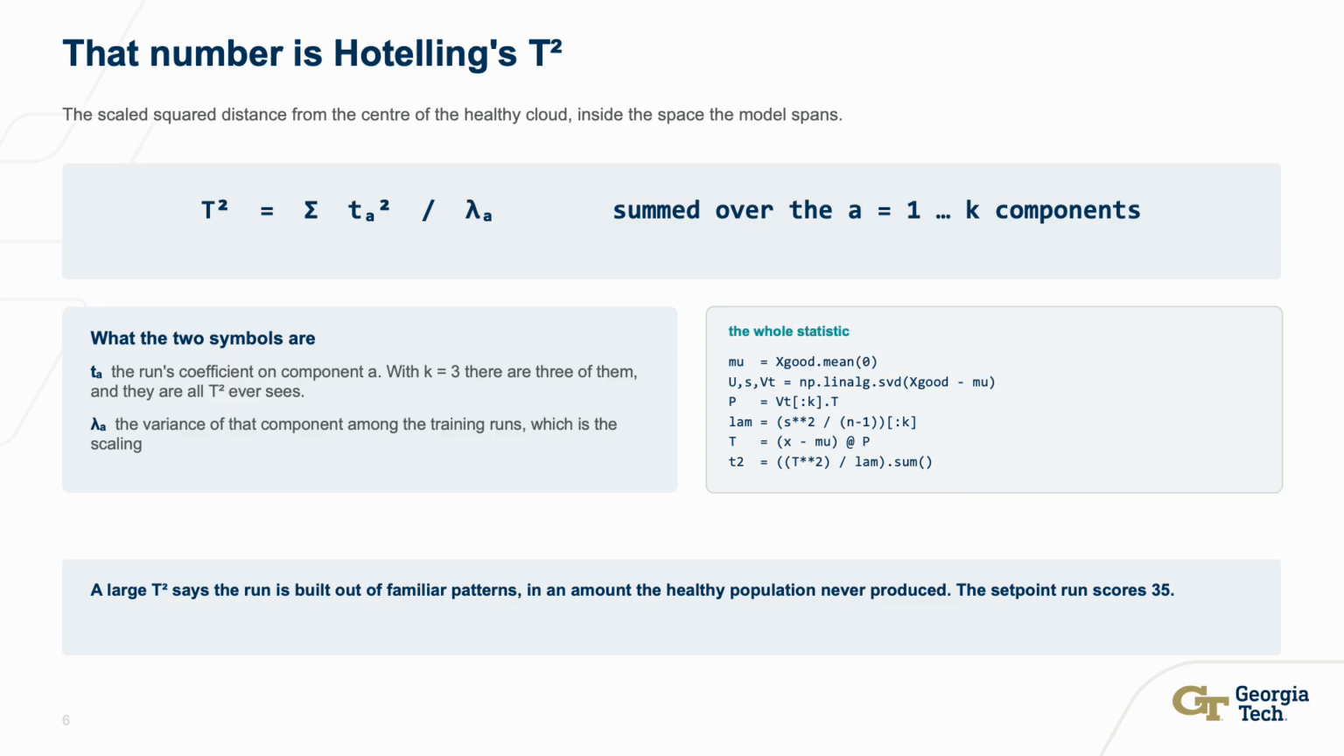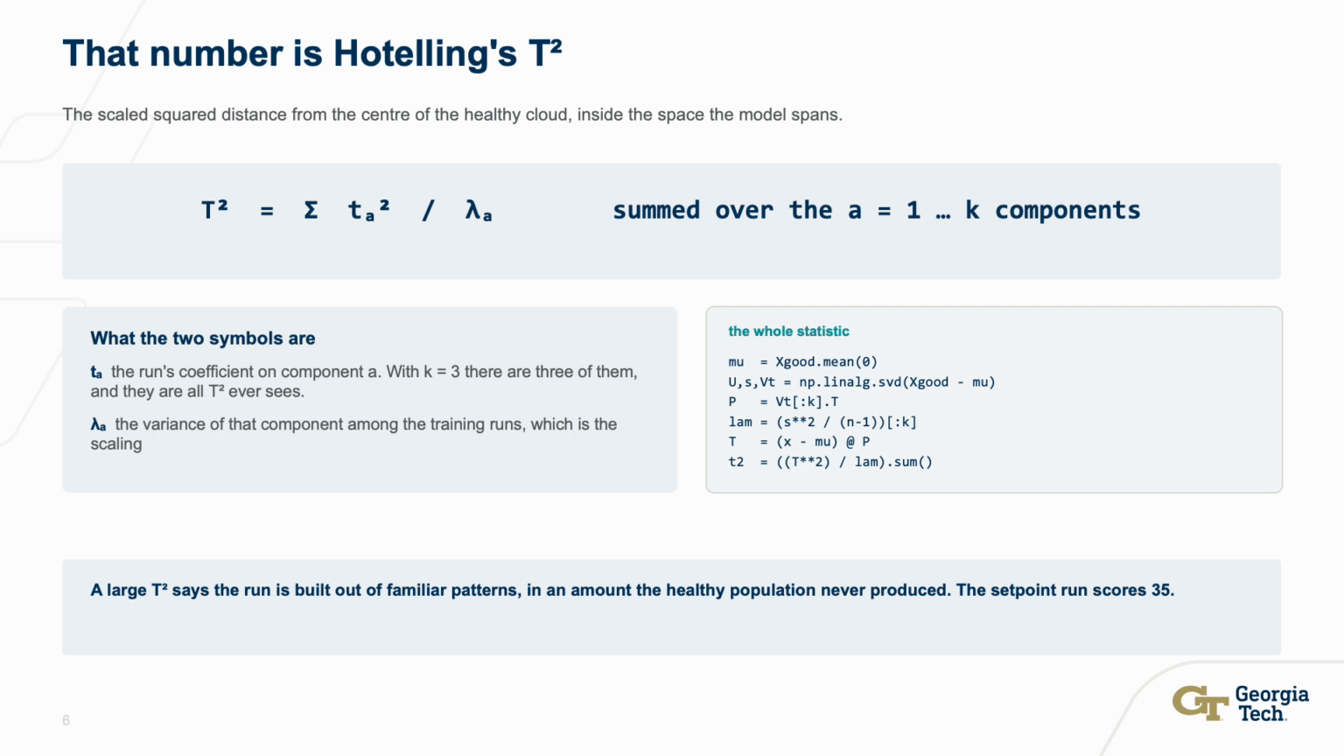What a large T squared means in words: a run is built out of familiar patterns in an amount the healthy population never produced. Every ingredient is one that the model knows. The recipe is unusual. The set point run scores 35.